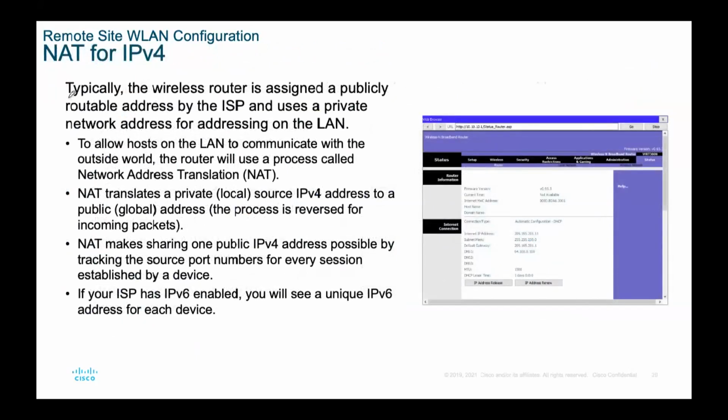Note for IPv4: typically, the wireless router is assigned a publicly routable address by the ISP and uses a private network address for addressing on the LAN. To allow a host on the LAN to communicate with the outside world, the router will use a process called NAT, or Network Address Translation. NAT translates a private local source IPv4 address to a public global address. The process is reversed for incoming packets. So NAT makes sharing one public IP address possible by tracking the source port numbers for every session established by a device. If your ISP has IPv6 enabled, you will see a unique IPv6 address for each of your devices.